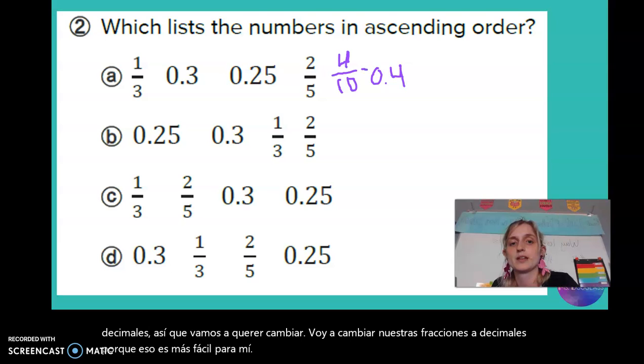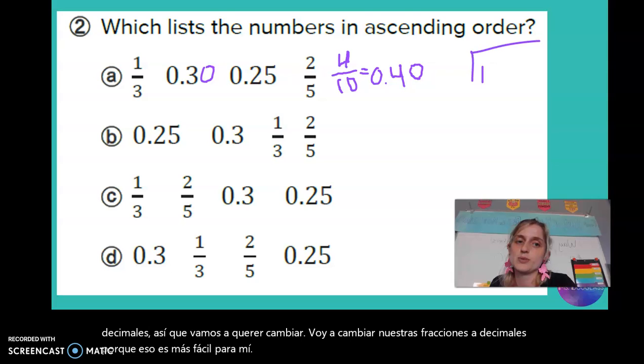Well, this is in hundredths, so I'm going to add an extra 0 and say 0 and 40 hundredths. So now I can compare it to 25 hundredths. I can add a 0 here and make this 30 hundredths. And then I have another fraction, 1/3. There is no times table with a whole number that will get you from 3 to 10, or 3 to 100, or 3 to 1,000. So you're going to have to divide.